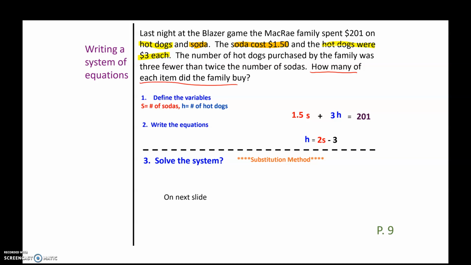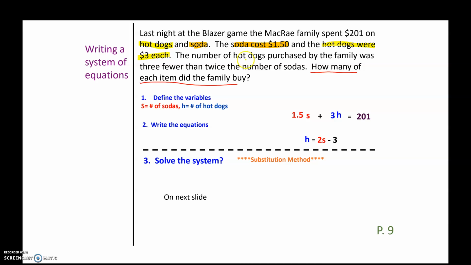So now, something that happens here. We're told what our items are. So that's what I have identified here at the bottom. Sodas. S is the number of sodas. And H is the number of hot dogs. We usually will use letters that match the item we're talking about. You could also use X and Y if you want.